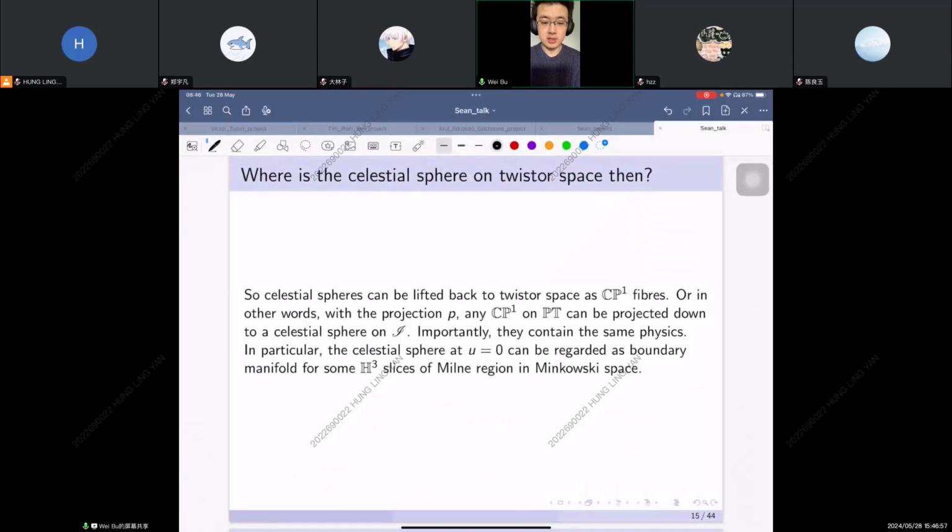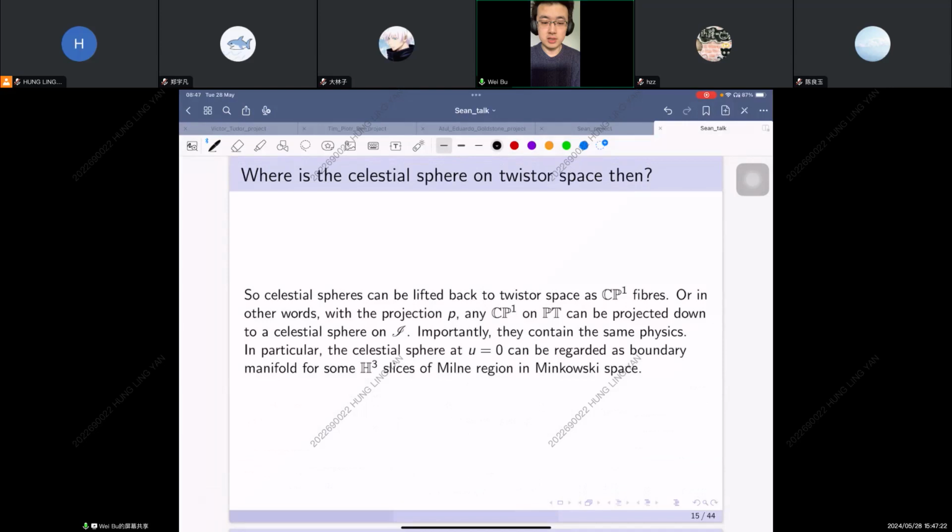So now, okay, we know twistor space is a much bigger space than scri, because this is the space of all null geodesics. Scri is just where they end. So where's the celestial sphere then? You're trying to make some statements about a dual 2D CFT living on the celestial sphere. So where is the celestial sphere on twistor space?